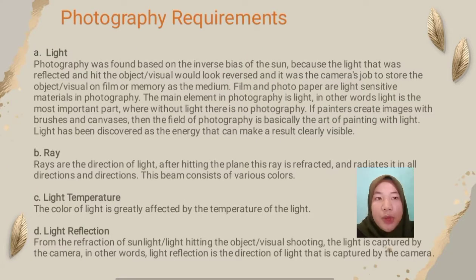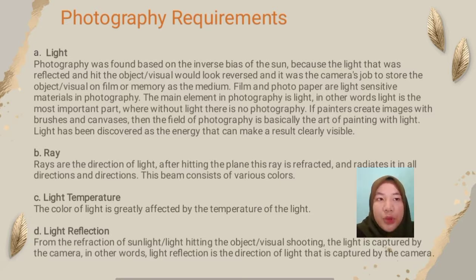Next, about photography requirements. First is light. Photography was found based on the inverse bias of the sun, because the light that was reflected and hit the object or visual would look reverse, and it was the camera's job to store the object or visual on film or memory as the medium.